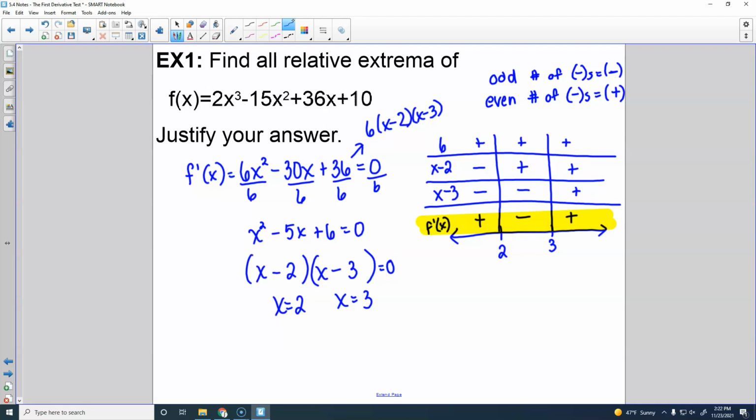So what I've highlighted here, this is where we find our answers from. All this stuff up here was just work to help us get those answers. And like I said, if you don't like doing the chart, you can just plug into the derivative, which is fine also. But I prefer the chart.